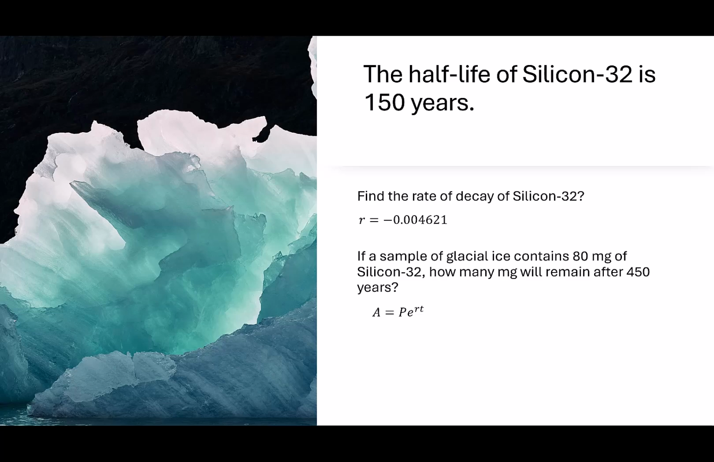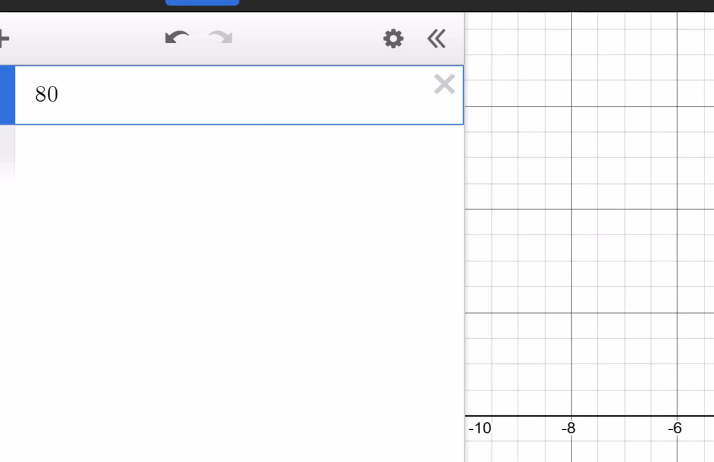To solve this problem, we'll use the formula A equals P e to the RT. 80 milligrams represents P, the amount we started with. 450 is our time in years, and we have R from our previous calculation. Putting those values in our formula gives us A equals 80e to the negative 0.004621 times 450.